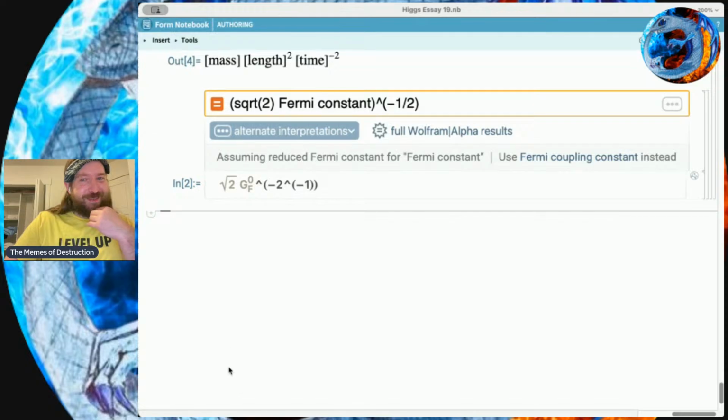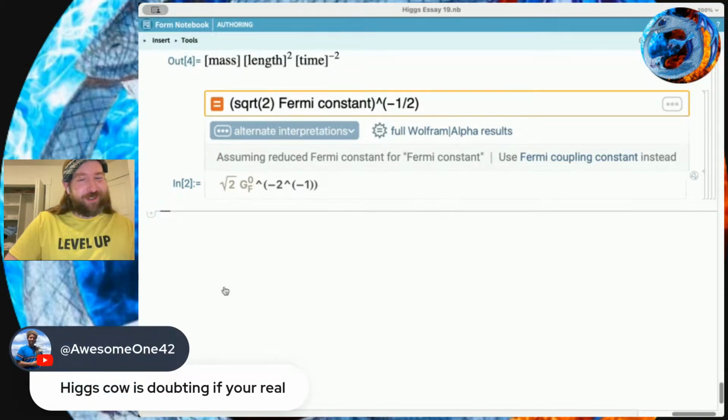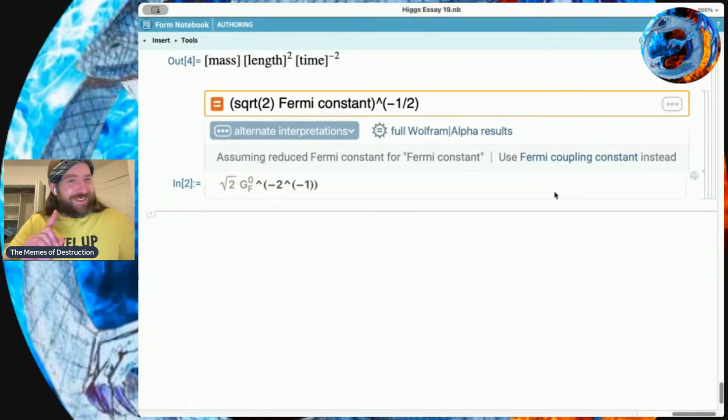The Higgs cow is doubting if I'm real. I'm just a figment of your imagination. Something I told Dream Tabitha. Consistency, consistency. I lack that.